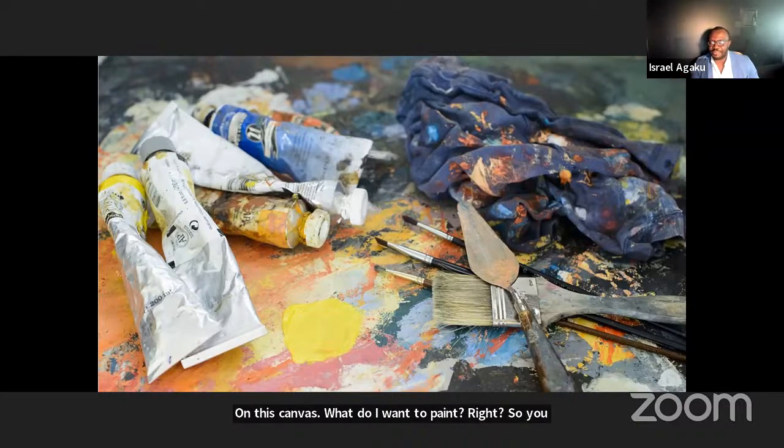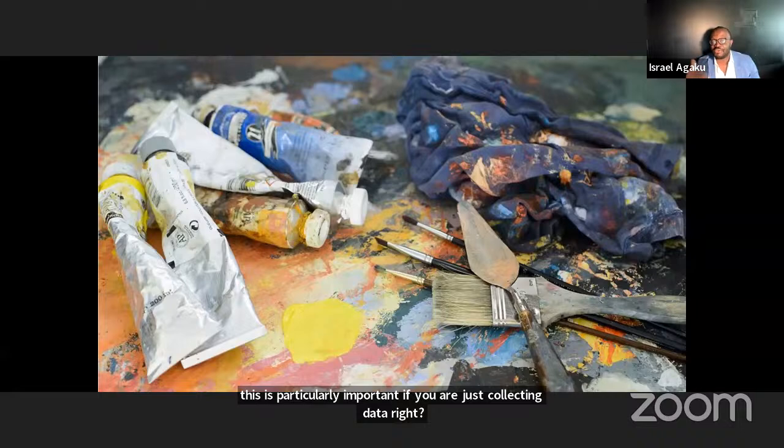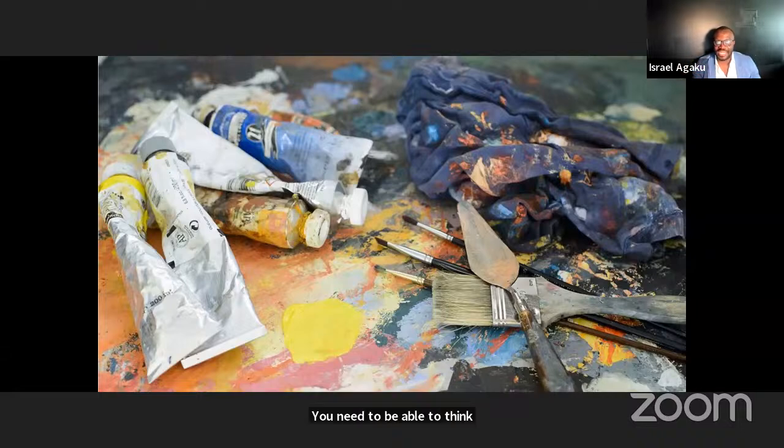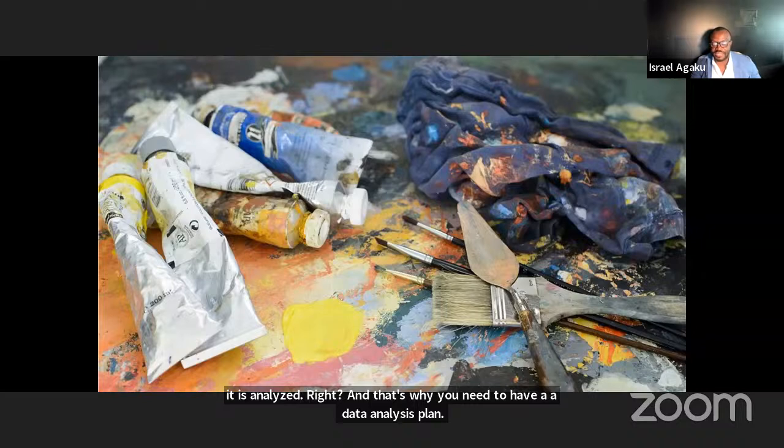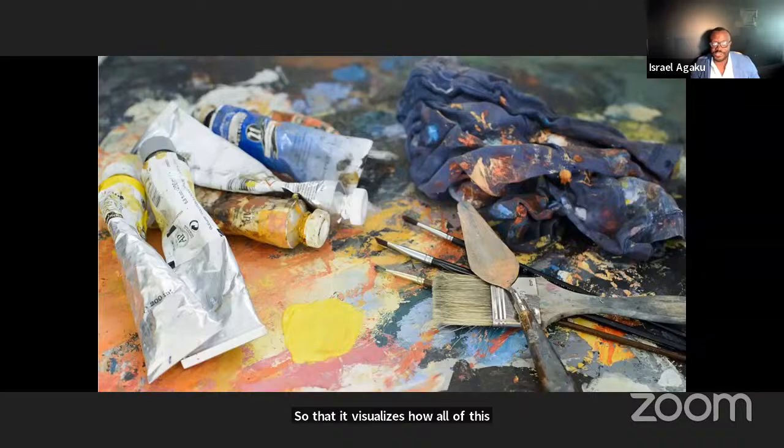And so the same thing applies to us as scientists. You don't just grab some data point and start analyzing the data. You have to sit down and think about what you want to do. This is particularly important if you are just collecting data. You need to be able to think of how this data will be analyzed before it is analyzed, and that's why you need to have a data analysis plan that visualizes how all of this will take place. So preparation is so key.